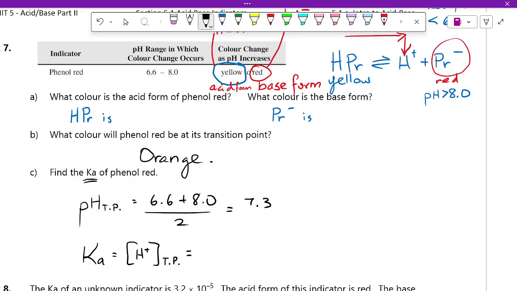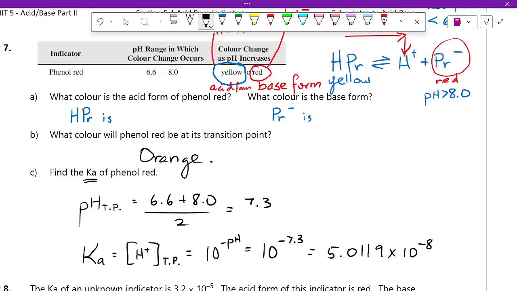And now our Ka is equal to the hydrogen ion concentration at the transition point. And hydrogen is equal to 10 to the negative pH, which is going to be 10 to the negative 7.3, which is 5.0119 times 10 to the negative 8, which looks like a lovely number with not the correct sig figs.